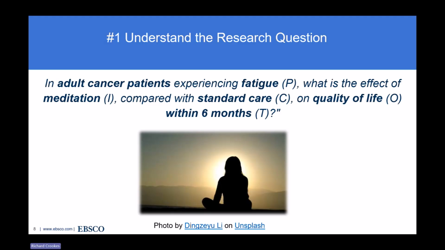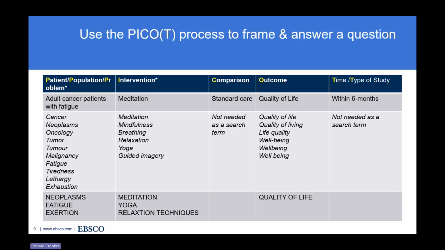So in this particular rendering of this question, it fits nicely within the PICO framework, as it were. So just to, again, give more flesh to this, you can see I've got PICOs here. So PICO with a T, if you like. We've got the patient problem initially. Again, I've identified that from the research question, the intervention, meditation, comparison, obviously standard care, outcome, quality of life, and then within 6 months for the time frame. That could also be type of study, by the way.